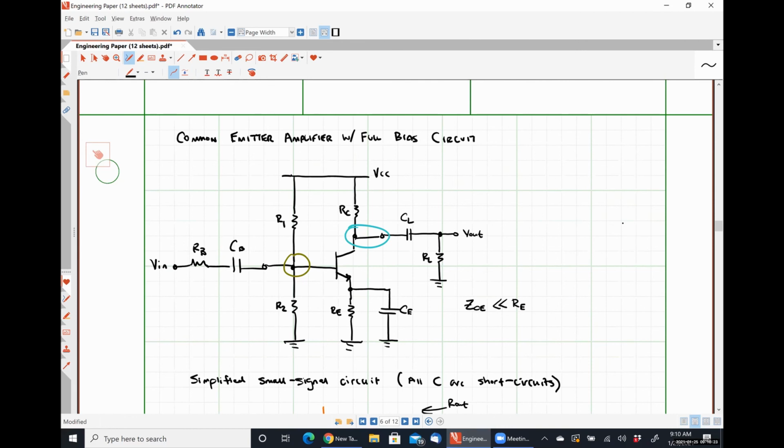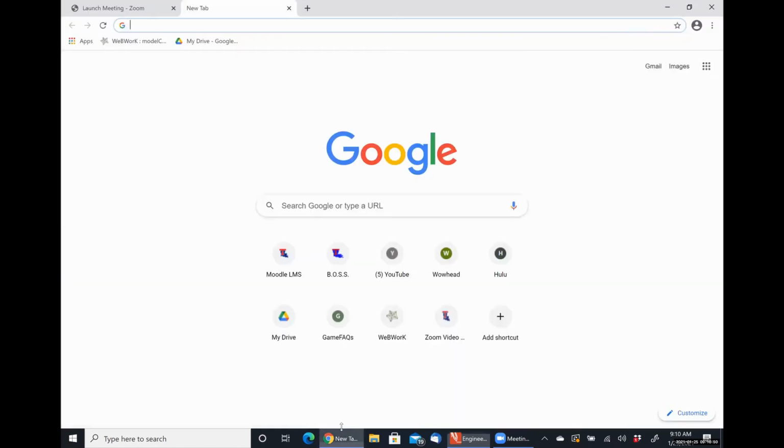These other guys are in series so that they just look like short circuits. This guy is in parallel specifically to short out that emitter degeneration resistor so that we get the effects of it in our biasing circuit, but we don't see the effects of it in our amplifier circuit. Okay, is that clear? All right.